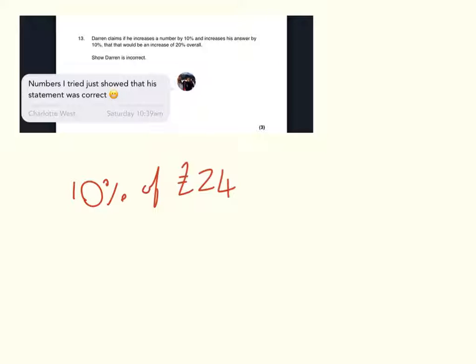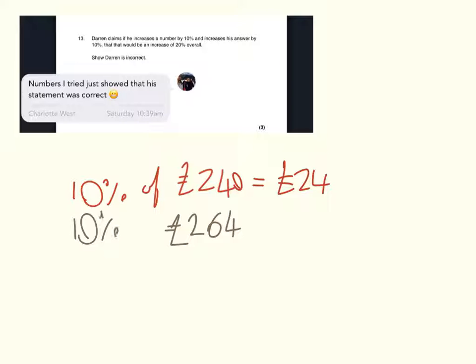So 10% of 24, or let's make it 240. So 10% of 240 is £24. So if I add those together, I get 264. So I've added the 24 onto my amount, and I'm going to find 10% of that answer.